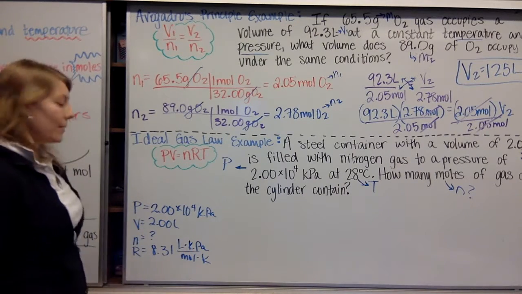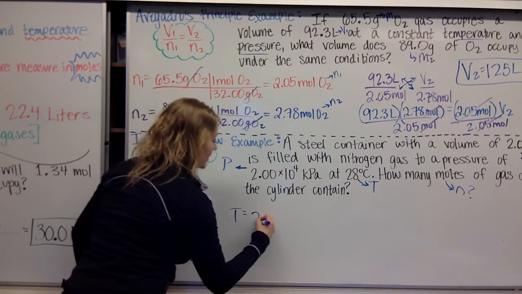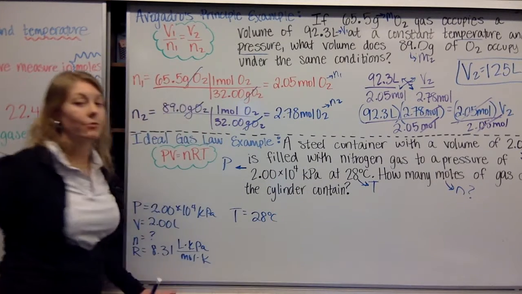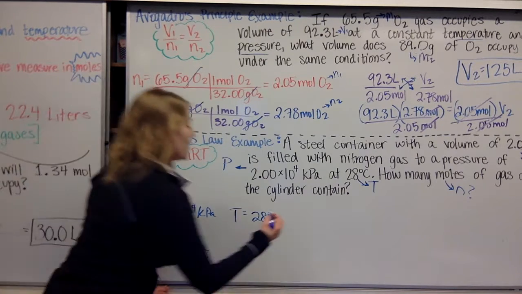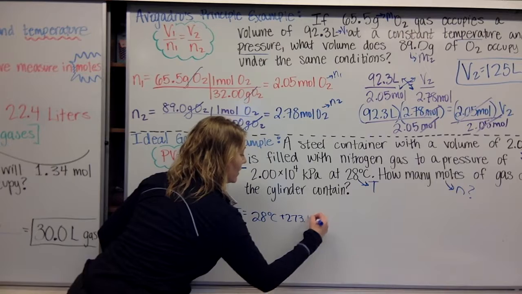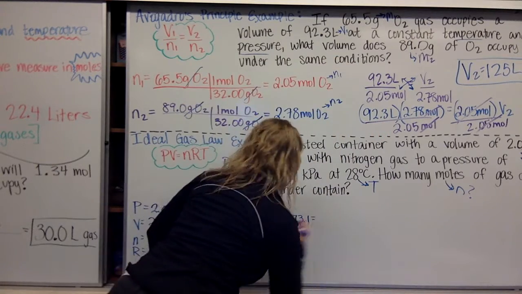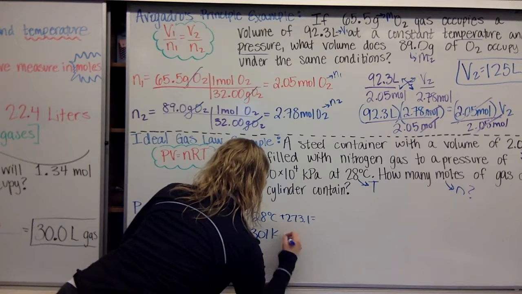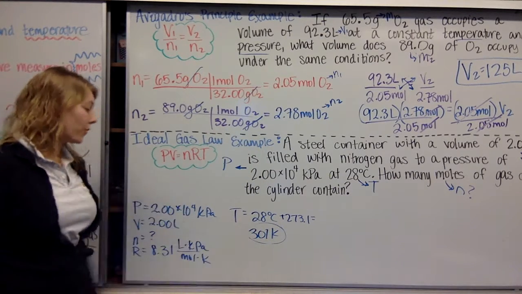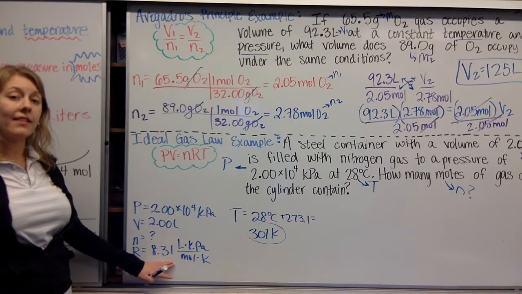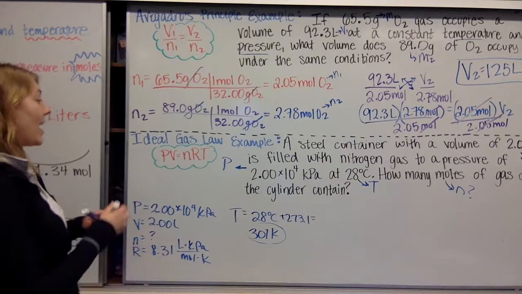The last thing I need to label here is T. T is 28 degrees C. Now, remember, in gas laws, you need to be converting to Kelvin. So I need to add 273.1 to get, I think I've worked this out, 301 Kelvin. That's my temperature. Now I have 3 of my 4 variables and I have my gas law constant, so I can work this out. Now, here's what we're looking for, N.